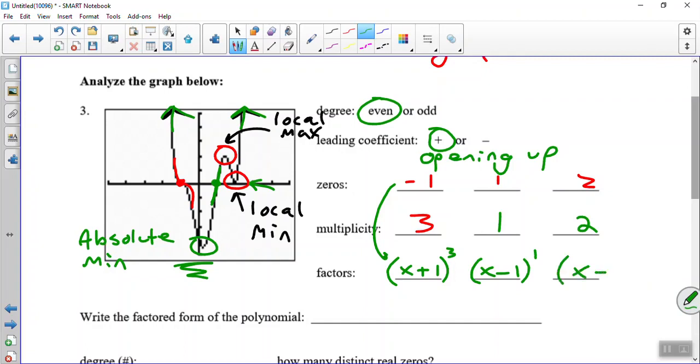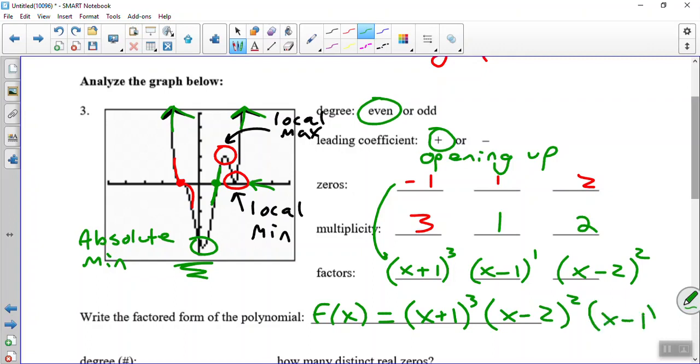2 would have a factor of x minus 2. But that 0 has a multiplicity of 2, so we square that factor. Okay? So if we say write the factored form, just take these factors. You write f of x or g of x, however we tell you to write it. You write the highest one first, and then go in descending order. You don't need to multiply all these out. We're not going to ask you to do that for something this big.